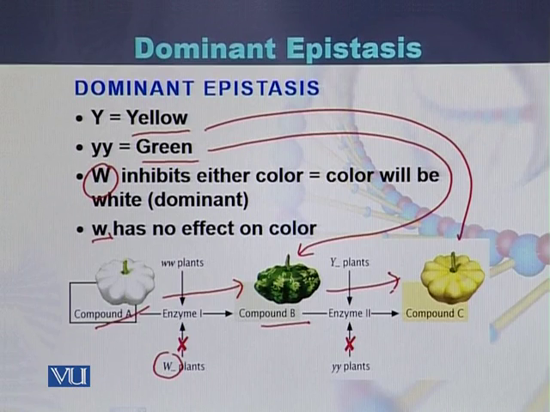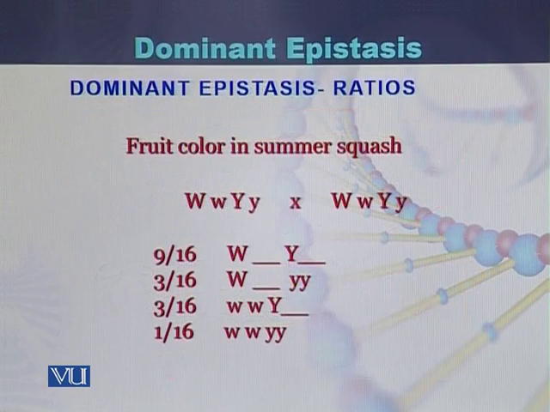But there is a third gene. If that gene is in a dominant form, then the color will be converted. While if the gene is not in the dominant form, it is in a recessive form, then the enzyme will not be able to convert white into green and later on green into the yellow color. Fruit color in summer squash.